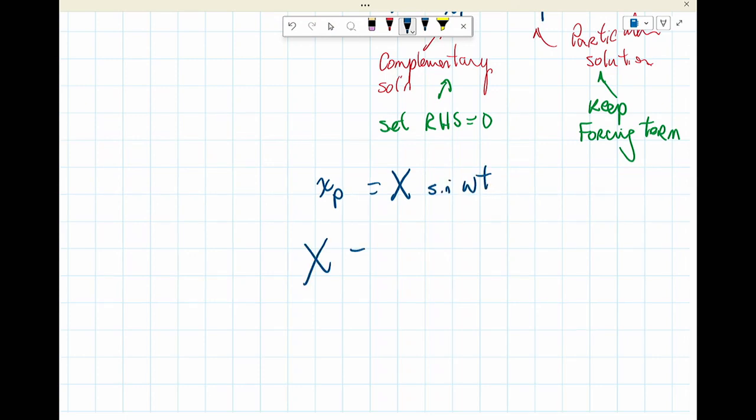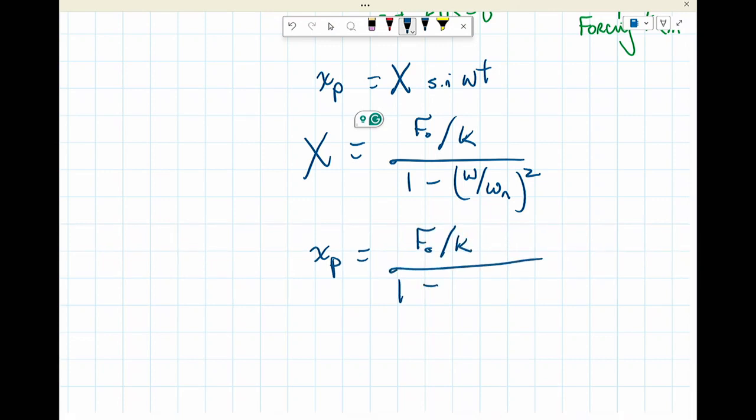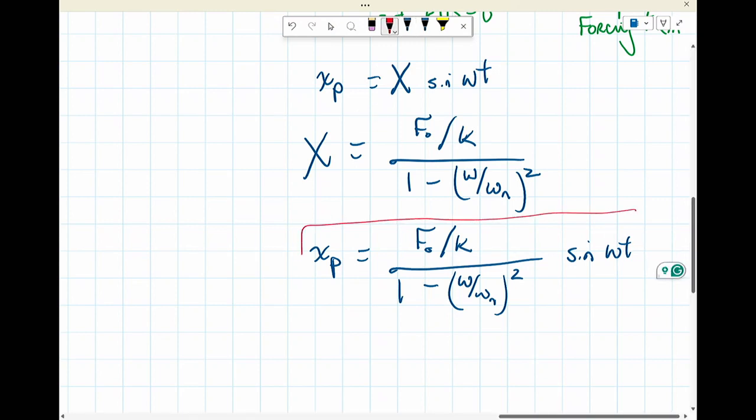And big X, once you solve it through, is going to take the form F naught divided by k, 1 minus omega natural squared. And so the x particular is equal to F naught divided by k all over 1 minus omega over omega n quantity squared, sine of omega t. This is the steady state solution.